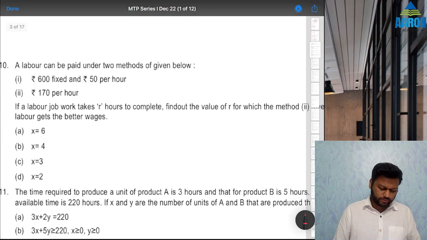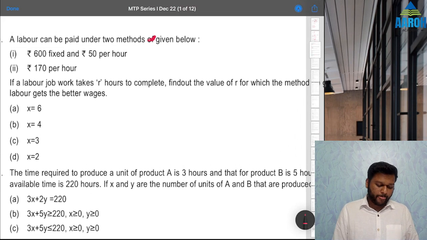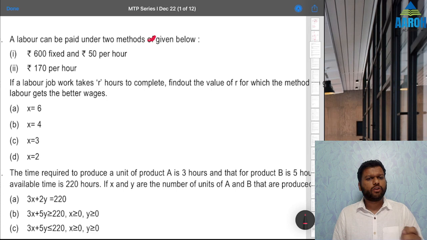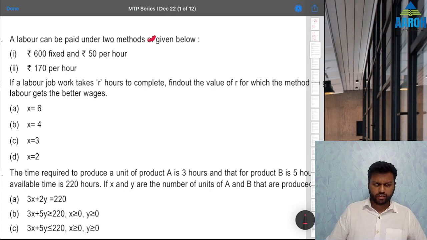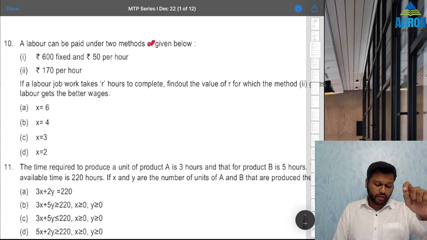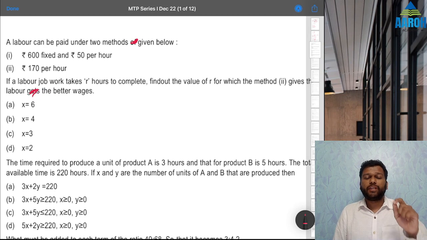Next, 10. A labor can be paid under 2 methods given below. 600 fixed and 50 per hour, or 170 per hour. Fine. So either you pay them a fixed amount and then a lesser amount per hour, or pay them a larger amount per hour. If a labor job work takes r hours to complete, find the value of r for which method 2 gives the labor better wages. Okay, fine. So method 2 should give better wages.